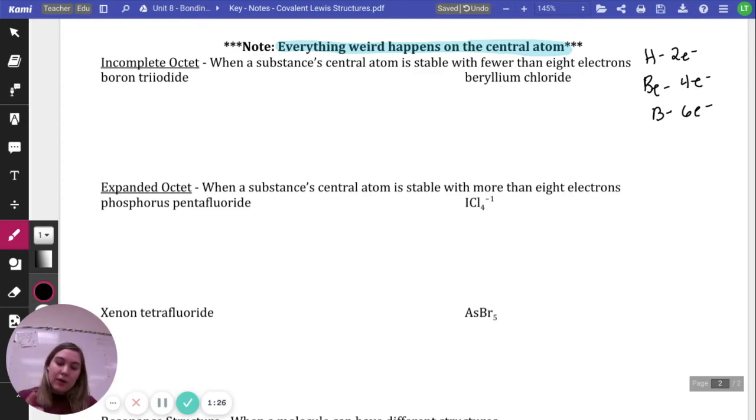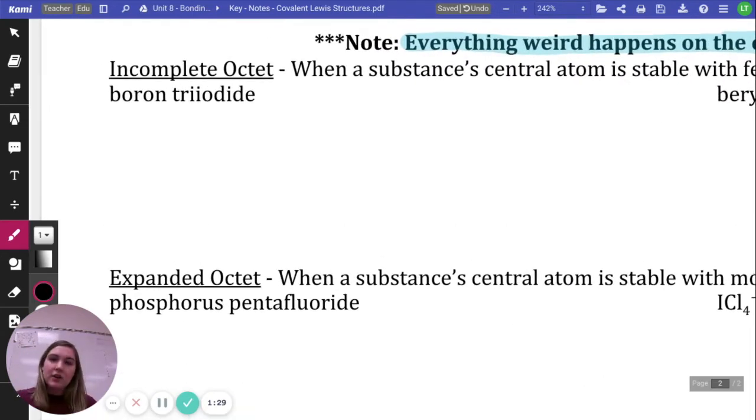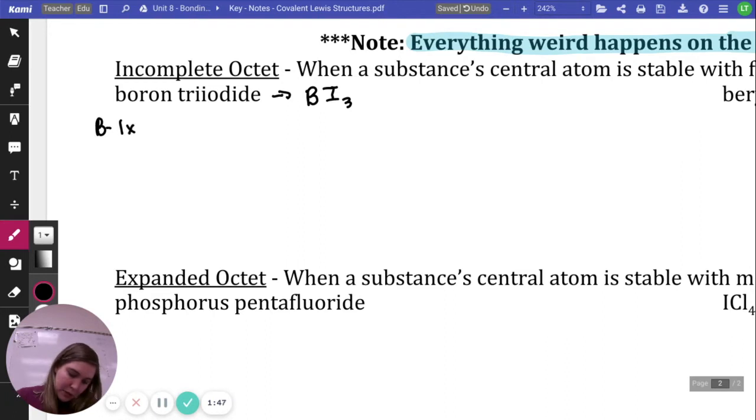All right, so let's go ahead and do a practice problem here. So we have boron triiodide. First off, we have boron. We need to write a formula. This is a covalent compound, so boron is B. Triiodide would be 3 iodines, so BI3. All right, and we're going to figure out our valence electrons. We have 1 boron, and boron is in group 13, so that means it has 3 valence electrons. Then we have 3 iodines. Iodine is in group 17, so it has 7 valence electrons. So 3 plus 21 gives us a total of 24 valence electrons to work with.